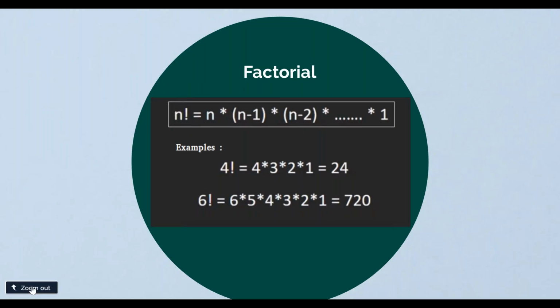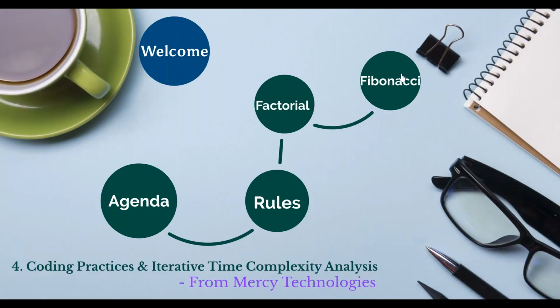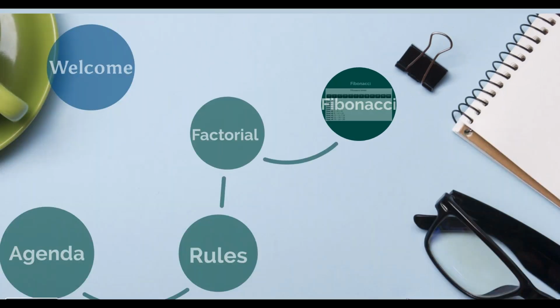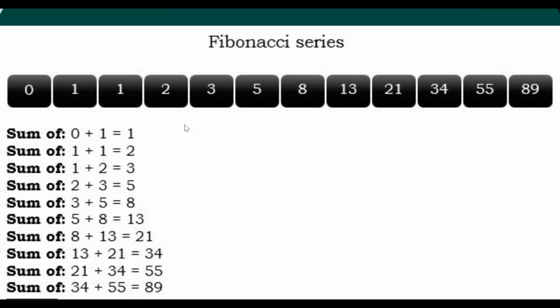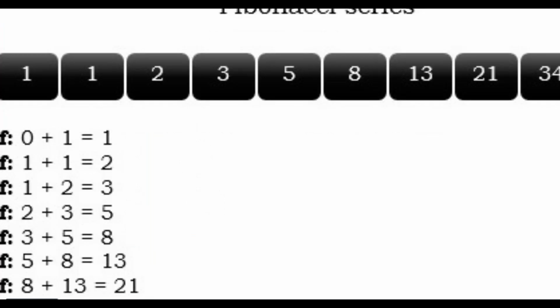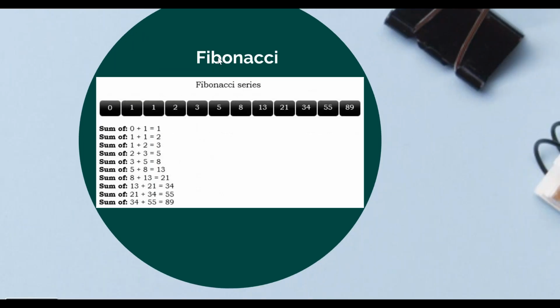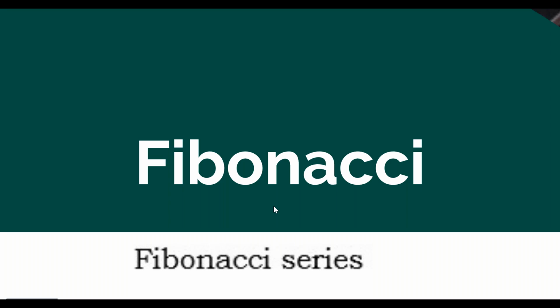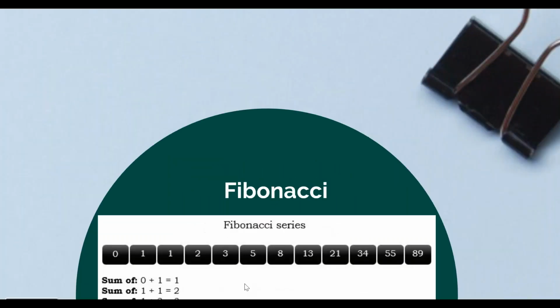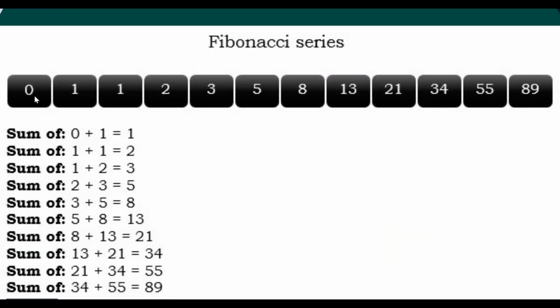Let's go a little bit more complex. Let's try to code the Fibonacci series. What is the Fibonacci series? By seeing this example, I'll tell you. The Fibonacci series starts from 0, then it is followed by 1, and then 1 again, then 2. So how is it done?